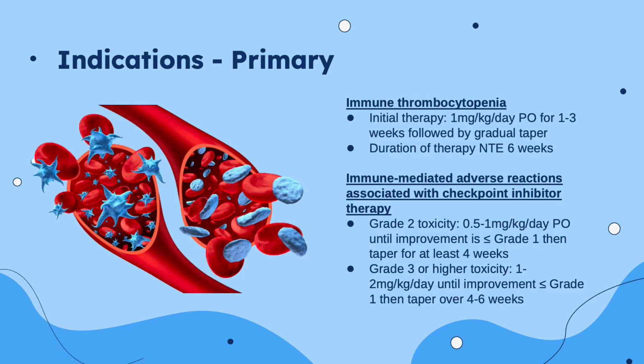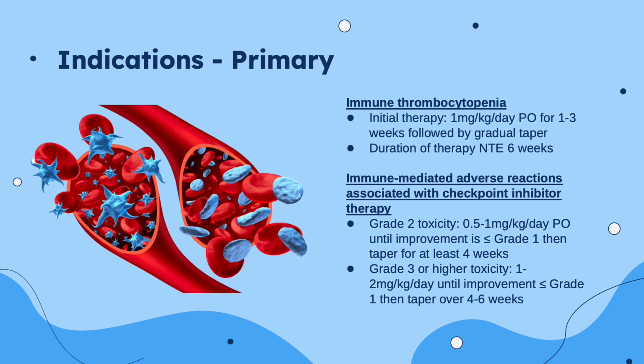For immune thrombocytopenia, the goal of therapy is to provide a safe platelet count to prevent clinically important bleeding. The initial therapy is 1 milligram per kilogram per day orally for 1 to 3 weeks, followed by gradual taper with duration of therapy no longer than 6 weeks. If no response is seen within 2 weeks, taper over 1 week and discontinue.